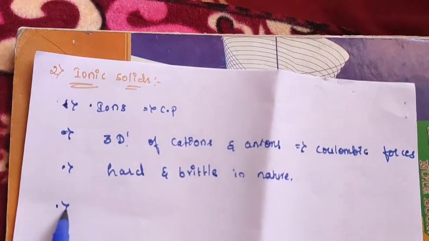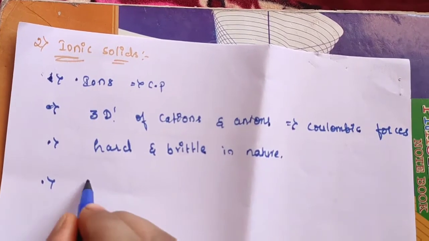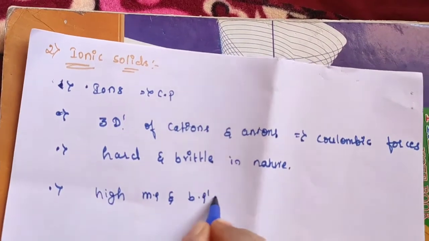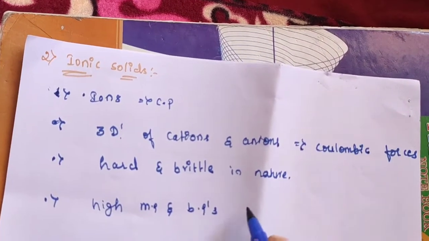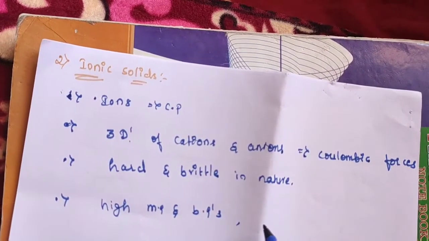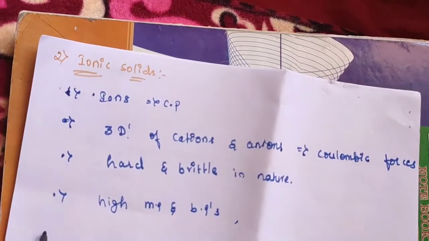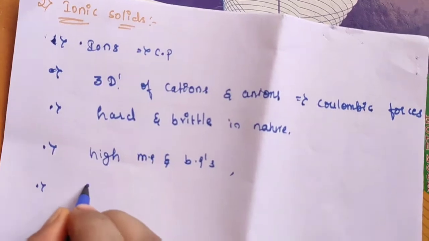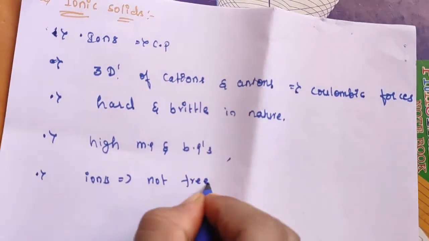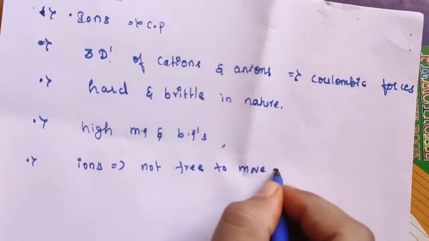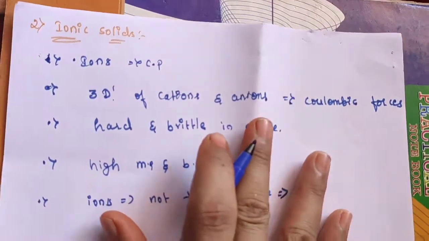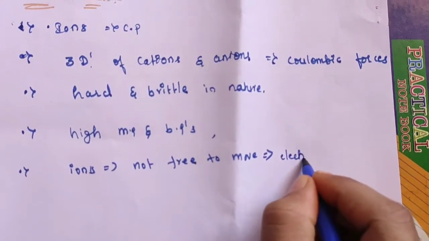Then what about the melting points and boiling points? Here they have high melting points and boiling points. Since the ions are not free to move about, they are electrical insulators. What is the meaning of this? It is nothing but that the ions are not free to move about, so they do not conduct electricity. For that reason these are called electrical insulators.